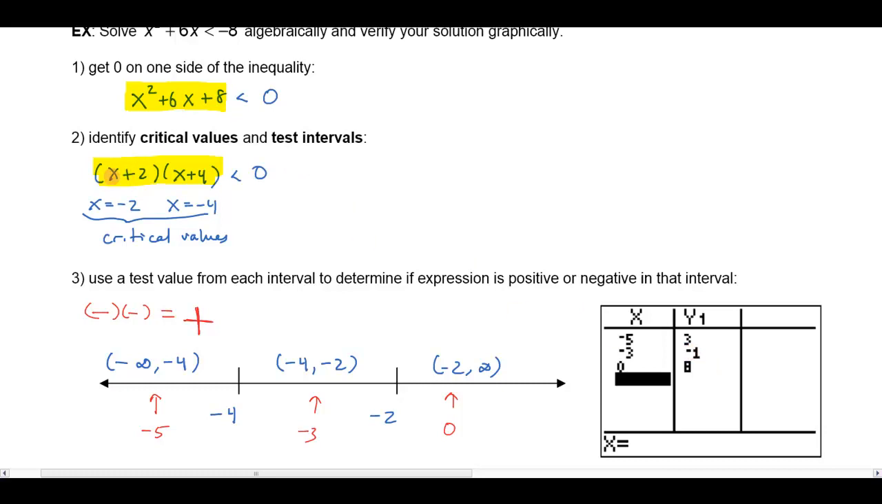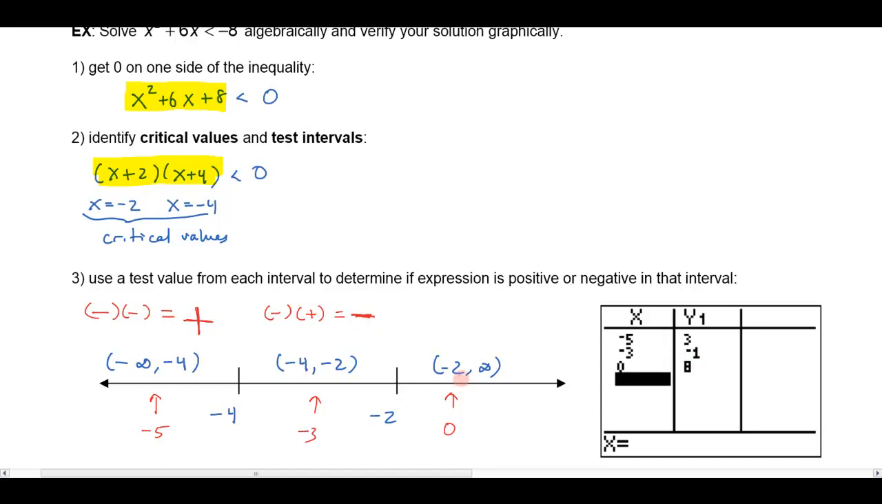Or you could plug -3 in here. -3 plus 2 is -1. Well, it's something negative. And -3 plus 4 is +1. That's something positive. And a negative times a positive is something negative. So again, I really don't care that it's exactly -1. All I care is that it's something negative.